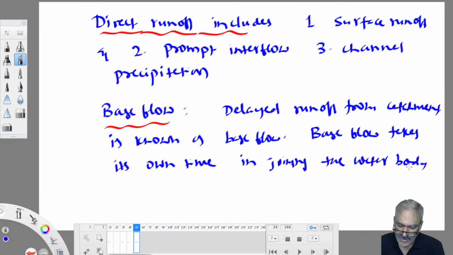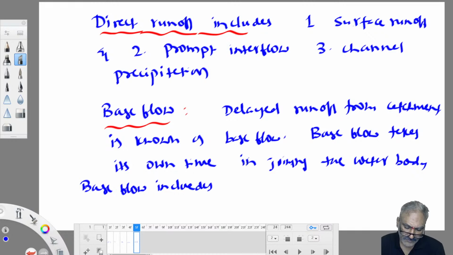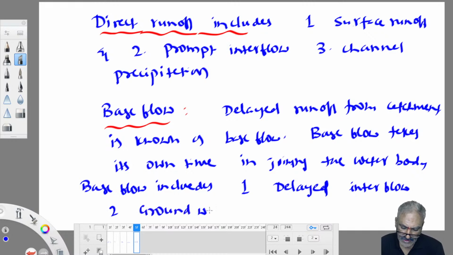Okay? So base flow includes two things. One is delayed interflow. Second one is groundwater. Delayed interflow and groundwater together are known as base flow. So this much idea should be there with you. Okay, this much idea is there.